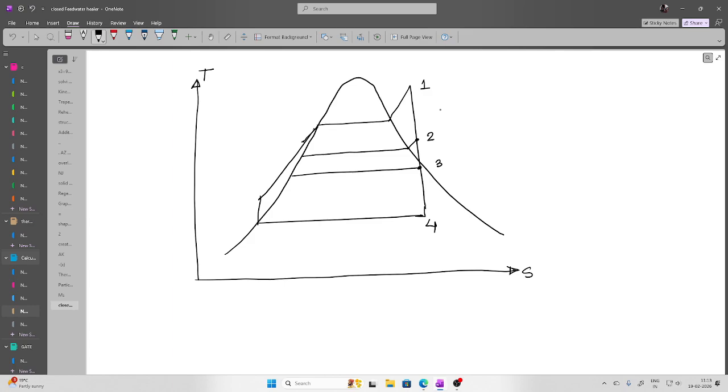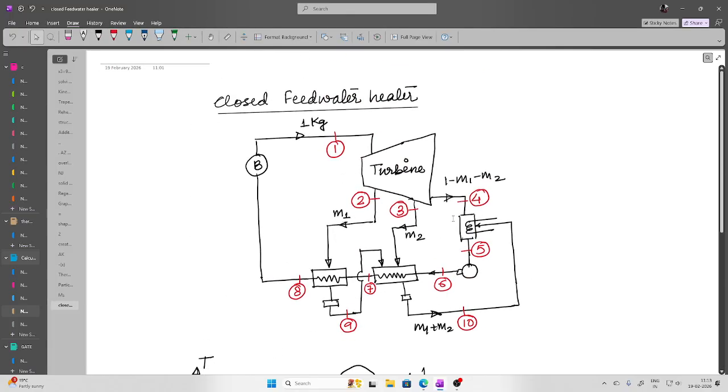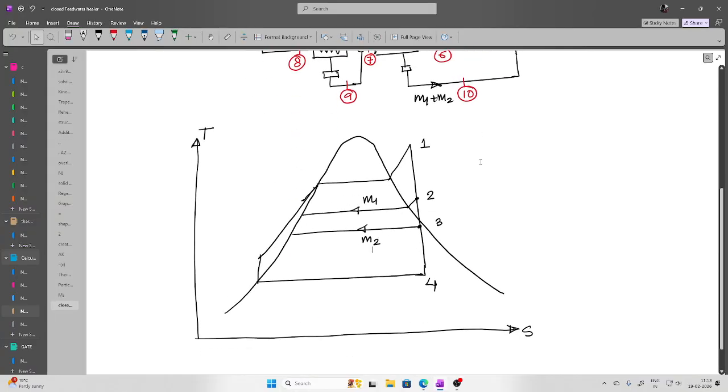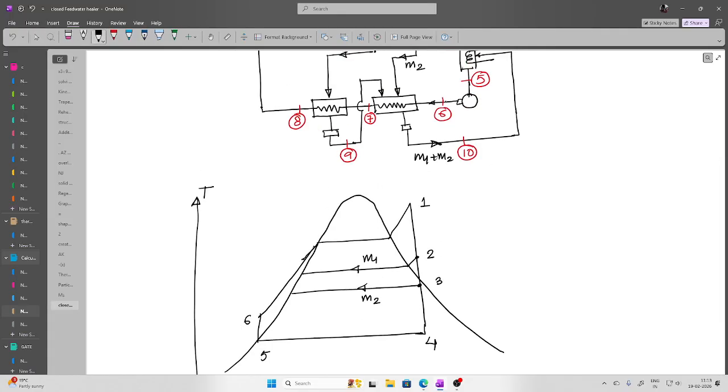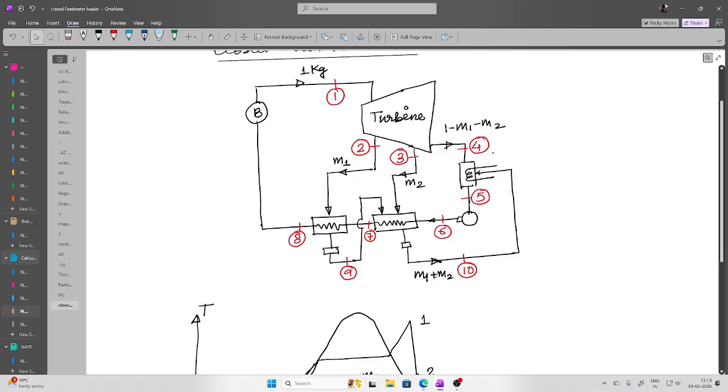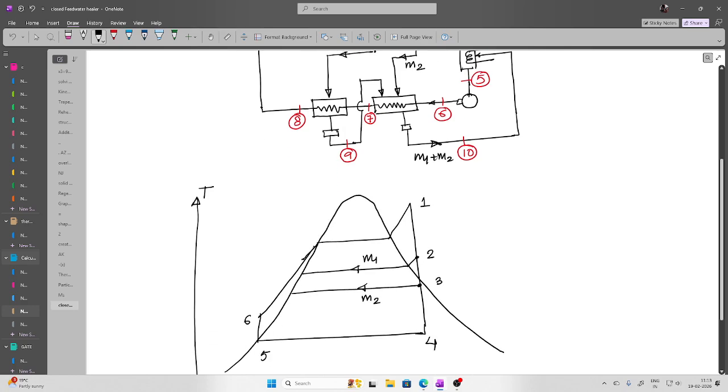Now what is happening? The steam is extracted, M1 kg at point 2 and M2 kg here. After extraction, the condensation is point number 5 and then the pump is point number 6. Feed water from 6 to 8 is at the same pressure. Now the task is to locate where points 6, 7 and 8 are. If you look closely, the steam after extraction at point 3 is condensed and the state is 10.